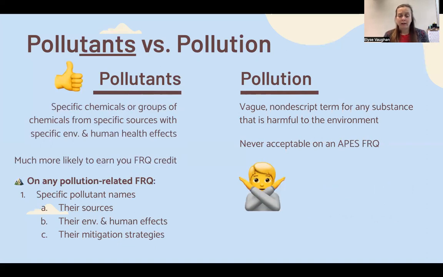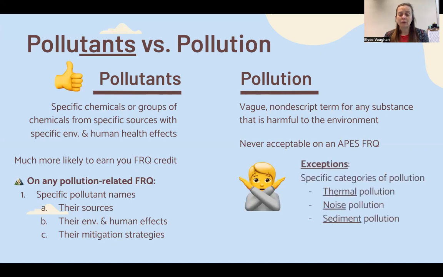Any pollution-related FRQ, you want to make sure you name a specific pollutant. You want to name the source of that pollutant, its environmental and its human effects, and the strategies that are used to mitigate it. Now remember, read the question, answer the question. Don't give information that's not asked for, but be specific, don't be vague. Okay, so name a pollutant, talk about nitrogen oxide, not air pollution. Talk about sediment, not water pollution.